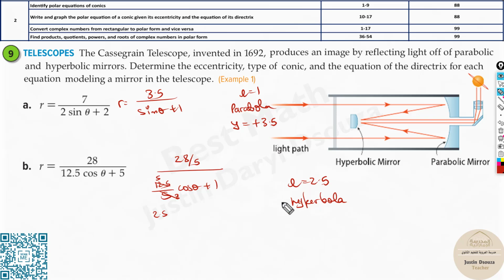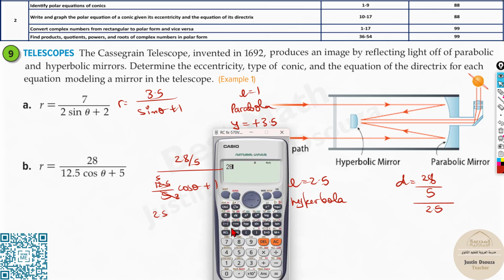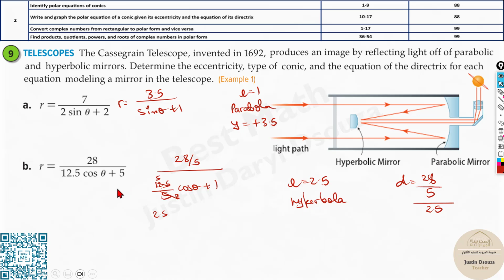And lastly, what we want is the directrix. The d value would be this above term, 28 by 5 divided by 2.5. We'll just put this in the calculator, it'll be much easier. Here, let's put these values, 28 divided by 5, and then I can just divide by 2.5 outside, or you can put another fraction, it's the same thing. It's 2.24. So the d is plus 2.24.